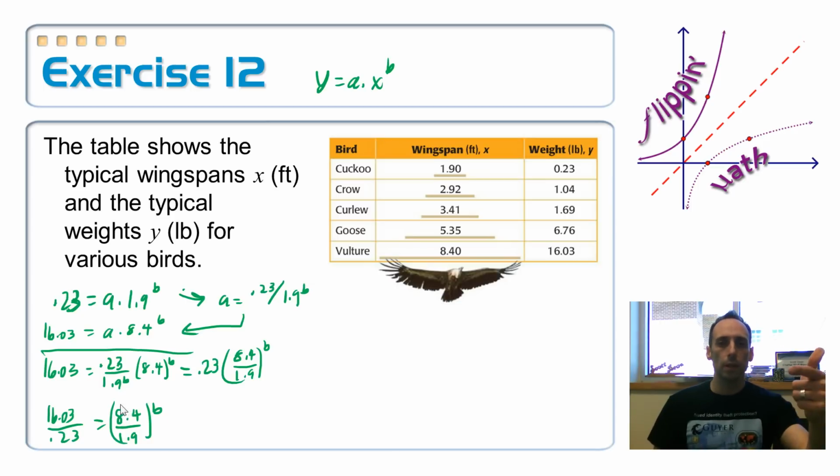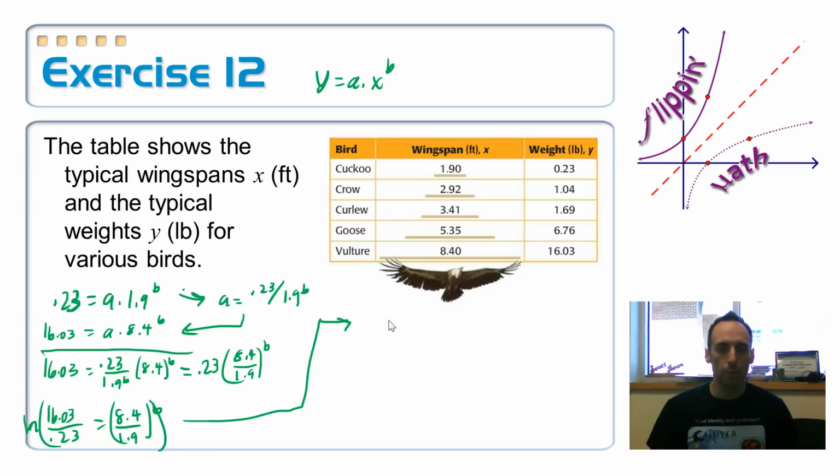Now to get the b, I need to do a logarithm. So let's go ahead and take the natural log of both sides of this, and when I do, I'm going to come up here right underneath the eagle. There's an eagle on here, but there's no eagle in the table.